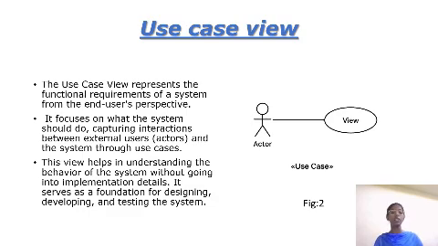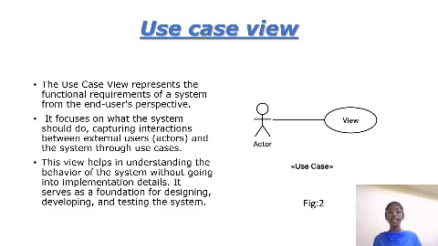Here is the definition of use case view. Use case view represents the functional requirements of a system from the end user's perspective. That means the use case view shows what a system must do for its users. It describes the functions that the system performs in response to actions by actors. The term functional requirement means expected services or behavior of the system. It focuses on what the system should do, capturing interaction between end users and the system through use cases.